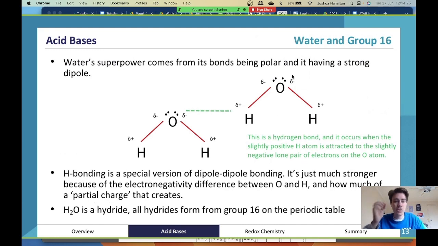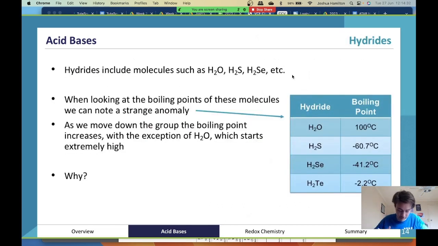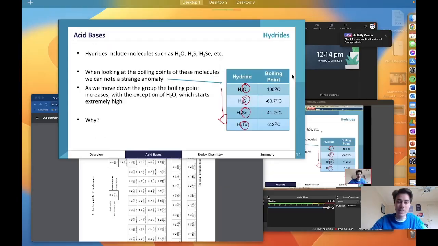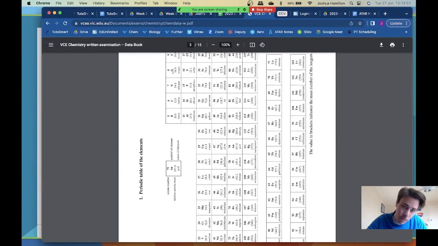So H2O is a hydride. All hydrides form from group 16 on the periodic table, as we discussed. As you can see here, these are our hydrides. Now, what's sort of odd is that we're moving down the table. We have oxygen, then sulfur, then selenium, and then the one that I cannot pronounce. These are all going down the table: we start with oxygen, sulfur, and move on.